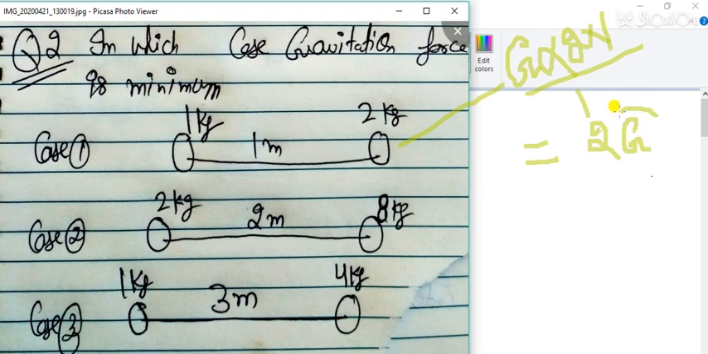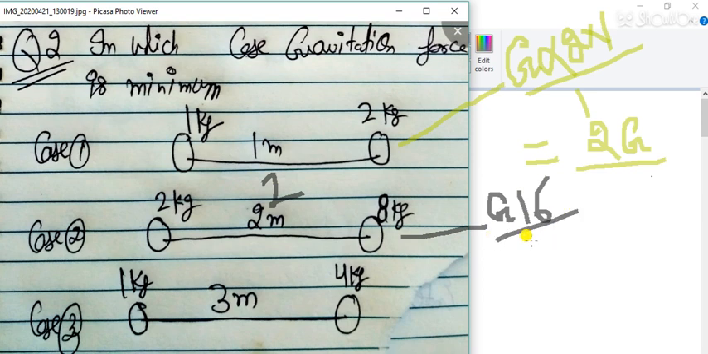I hope this is clear to you now. After that, this is the first case, so I am discussing the second case with color change. In this case your answer will be G into 8 to the 16 divided by 2 square, distance square, so 2 square will be 4. So in this case you will get the answer as 4G.